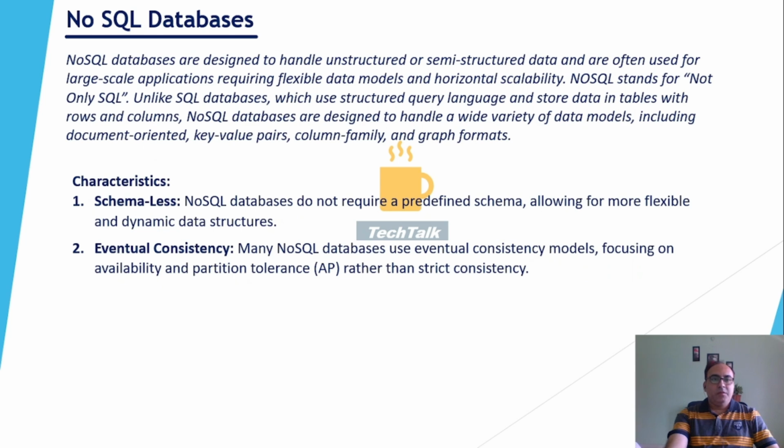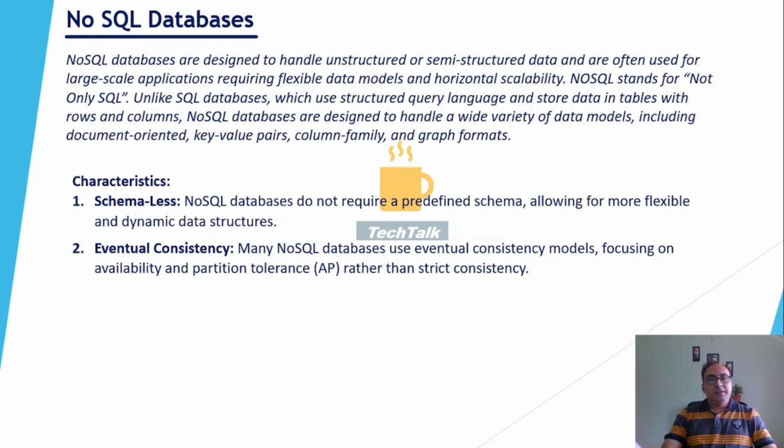Then we have eventual consistency. NoSQL databases follow eventual consistency models. Its primary focus is on availability and partition tolerance compared to consistency. Okay, so what it says is that there may be some compromise in terms of consistency, but the system should be 100% available. Now what is partition tolerance? Partition tolerance says that if there is any sort of network partition or any sort of network failure, there should not be any compromise in terms of availability.